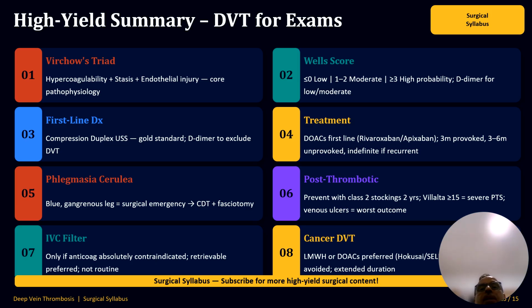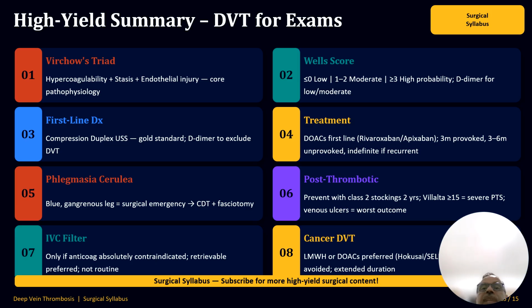For treatment, direct oral anticoagulants are the first line, given for 3 months in a provoked DVT, 3 to 6 months in an unprovoked DVT, indefinite if the DVT is recurrent. Phlegmasia caeruleus is blue gangrenous leg. It is a surgical emergency. Immediate catheter-directed thrombolysis and fasciotomy should be done.